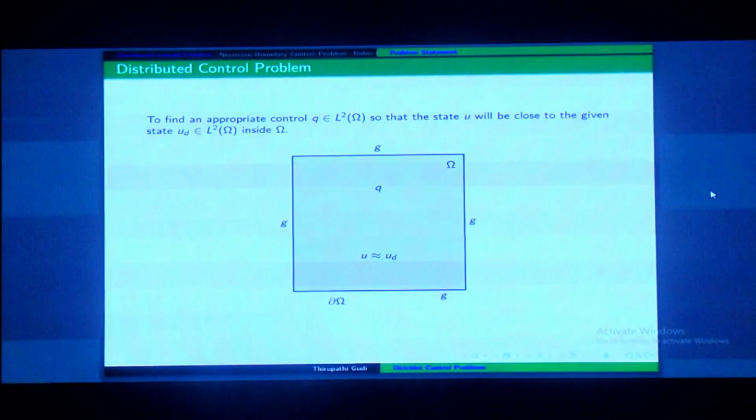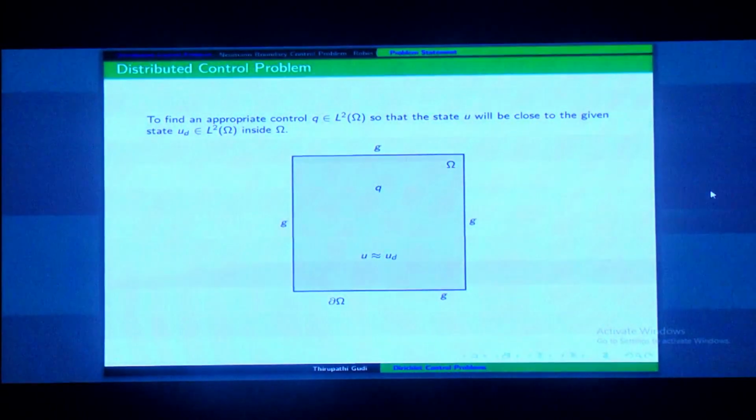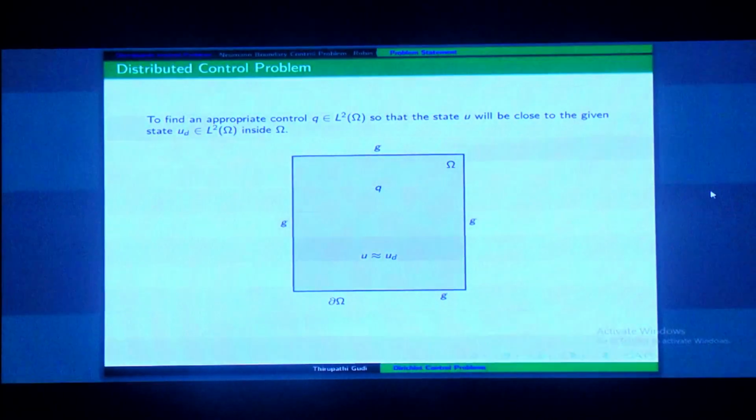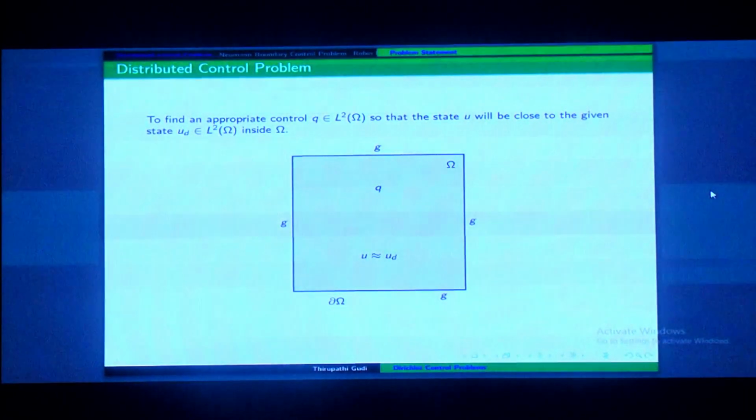For example, you switch on the AC, you put it on the digital display, you want to put it at 22, 20, something like that, right? So that's a desired temperature UD, and U is the actual temperature that you want to control. But how do you control it? By giving the input Q. Q is the source that we give to the system. By giving suitable Q, you want to bring U close to UD. Inside the domain, the domain is the gray area, and the boundary is del omega.